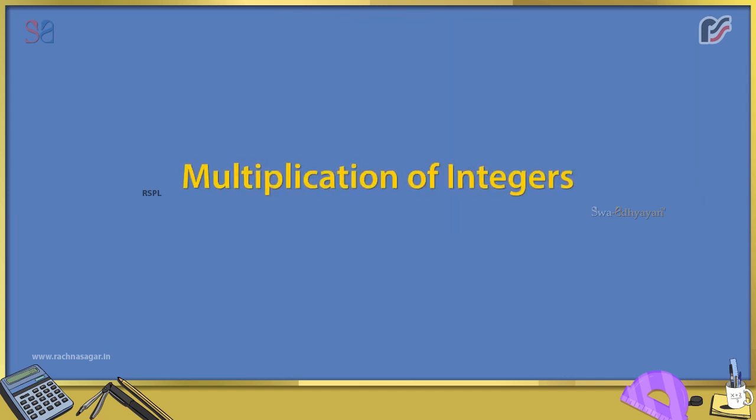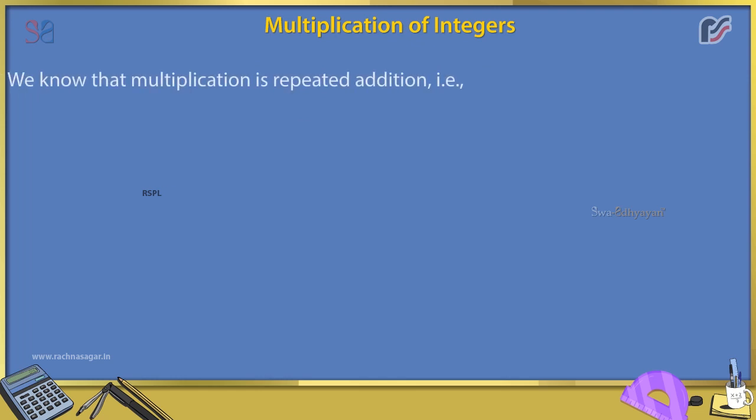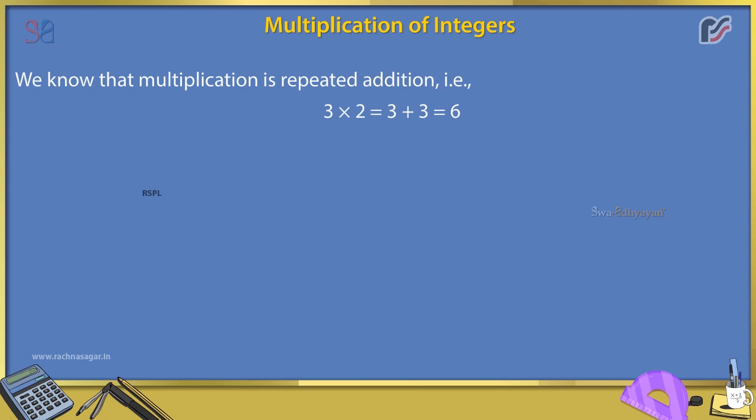Multiplication of integers. We know that multiplication is repeated addition. That is, 3 into 2 is equal to 3 plus 3, which is equal to 6. Minus 3 into 2 is equal to (minus 3) plus (minus 3), which is equal to minus 6. Rules of multiplication of integers.